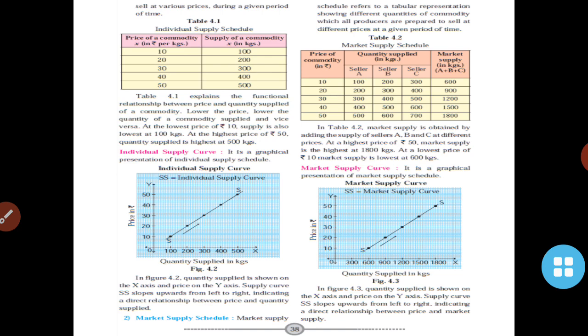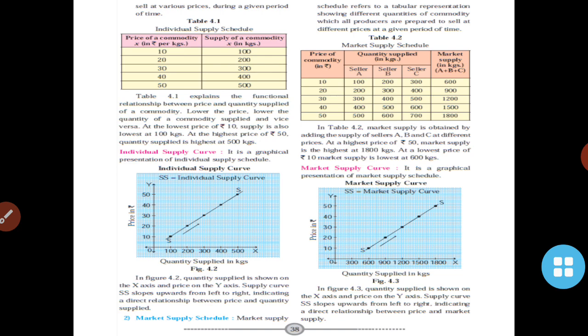It means the SS curve is going higher, so the production is going up and the price is also going up. Like in the 4.1 chart, we have seen that at 50 rupees there is a supply of 500. So like that, the production is going up and the price is also increasing.